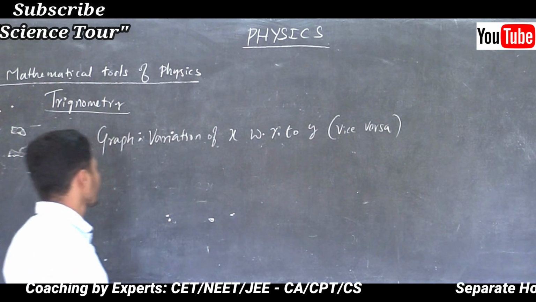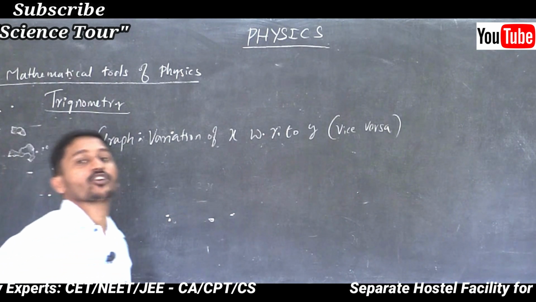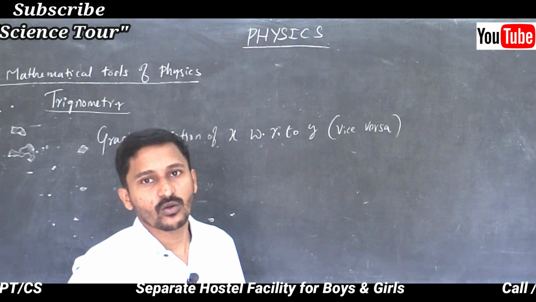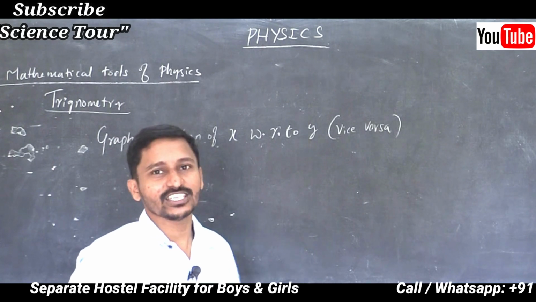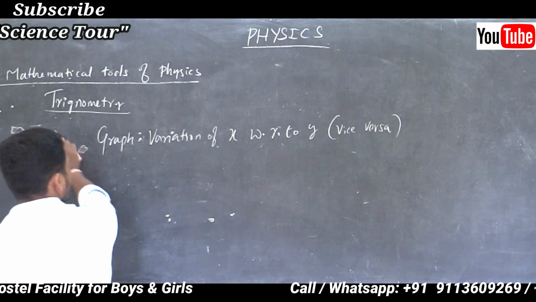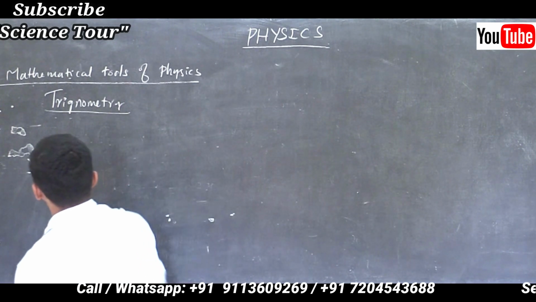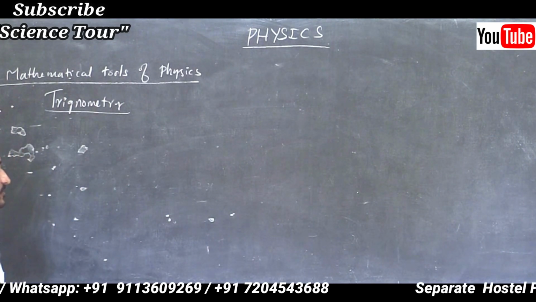So this is variation. I was talking about graph. So, variation of the x axis with respect to the y axis, and where we are using it in physics. I'll erase this. Where are we using graphs in physics?